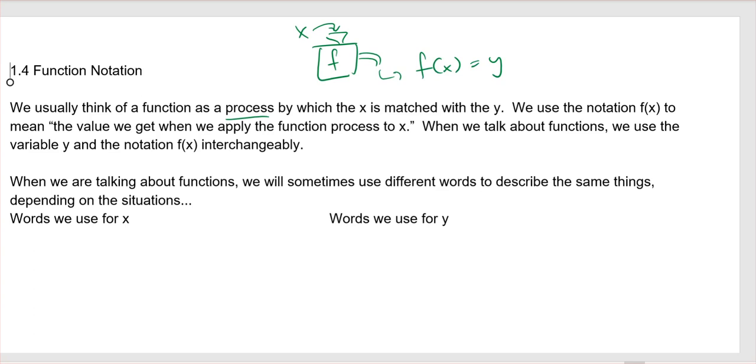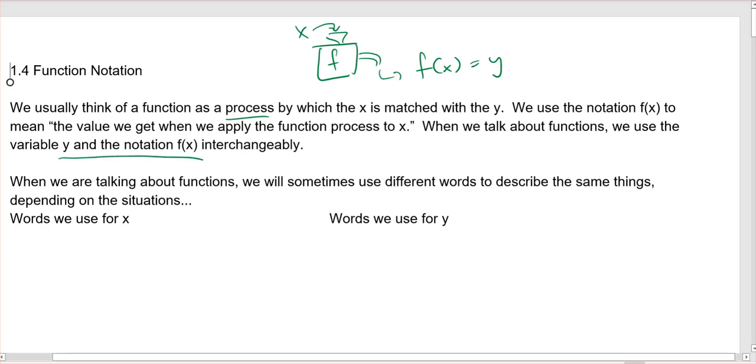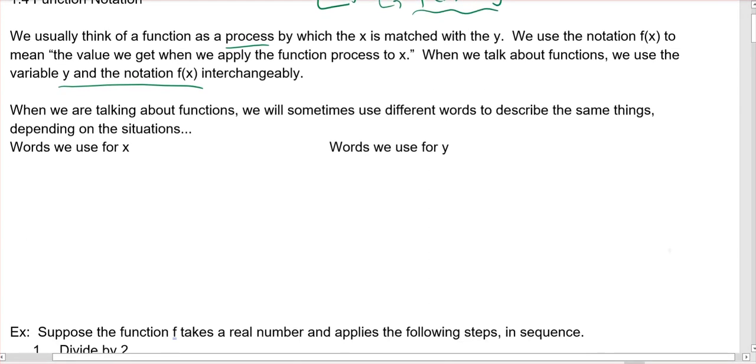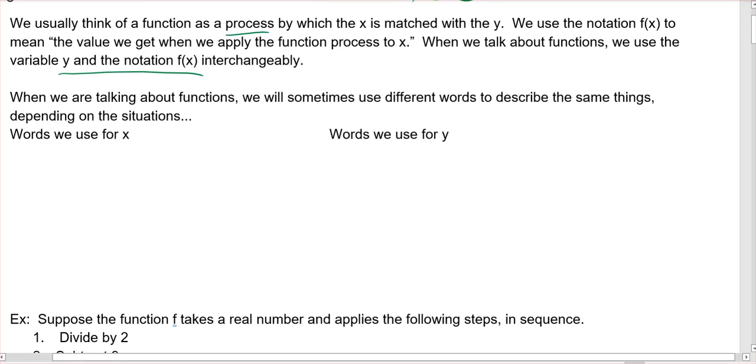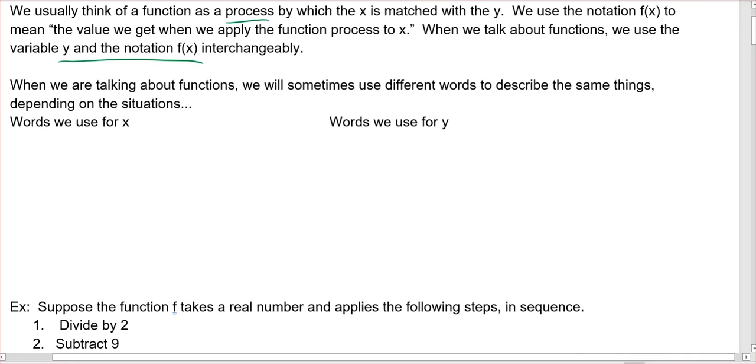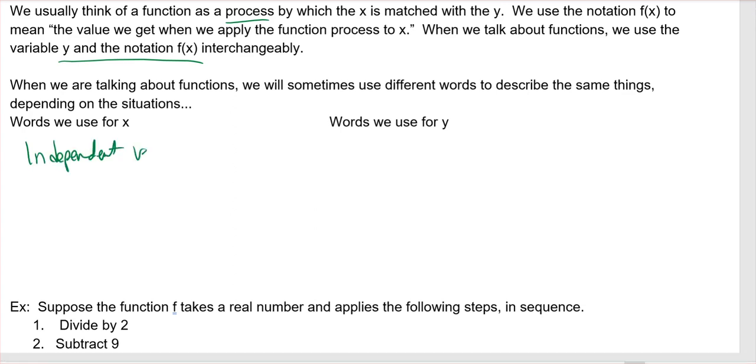Okay, so wonderful. When we talk about functions, we're going to use the variable y and the notation f of x interchangeably, right? So these two things are the same. We're going to use different words sometimes to describe x and y. In the textbook, it may say independent variable instead of saying x, or we could use any other letter as well. Sometimes we'll see other letters, but the one that goes with independent variable would be dependent, right?